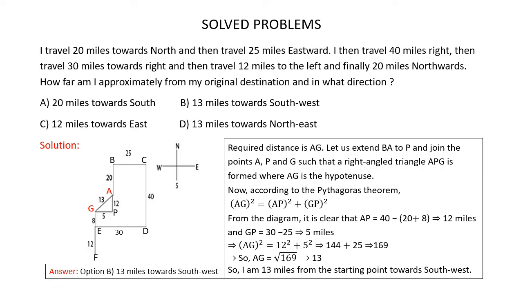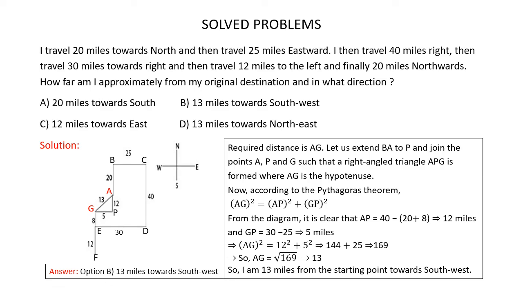Now from this diagram it's clear that ED is 30 miles. Also BC is 25 miles. So since ED is 30 miles, this whole distance is 30 miles. So GP is equal to 30 minus 25, which is 5 miles. So now we know that AP is 12 miles and GP is 5 miles.